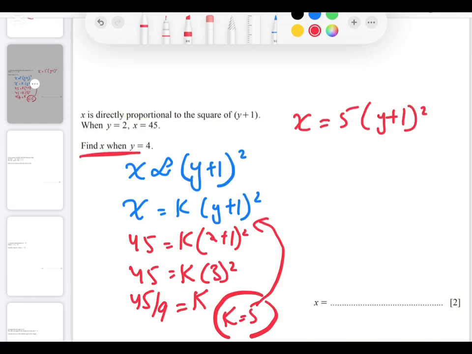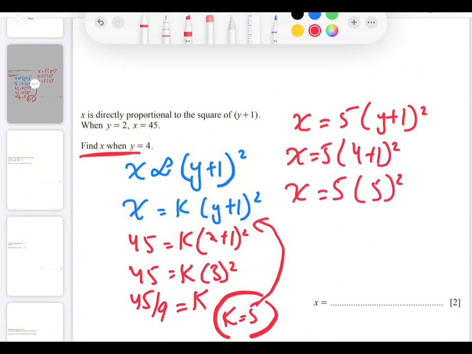Now find x when y is 4. So 4 plus 1 is 5, whole square. So this will become 5 square, which is 25. 25 times 5 is 125. That's a simple answer.